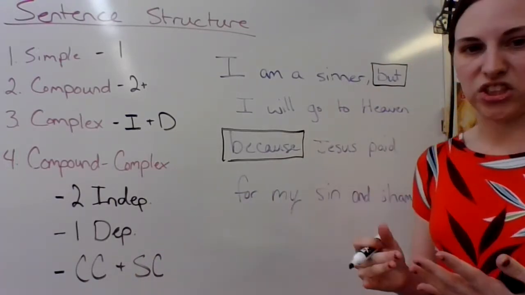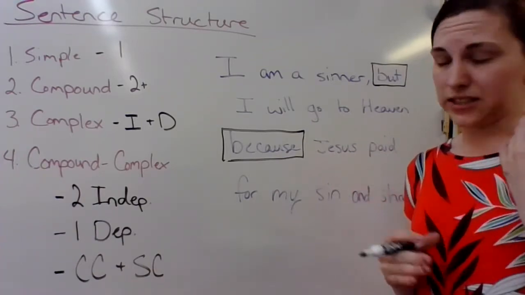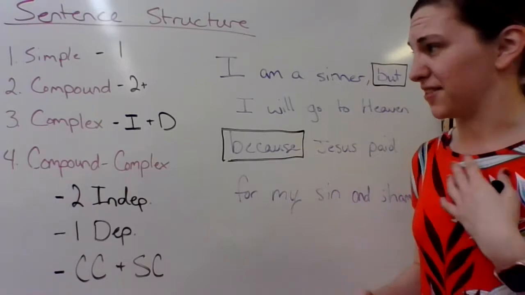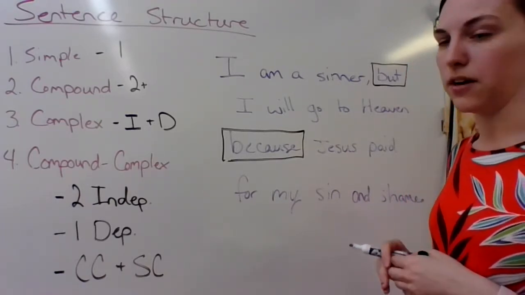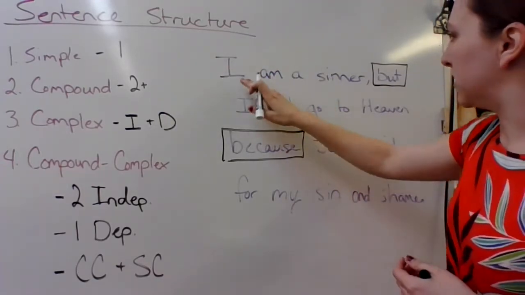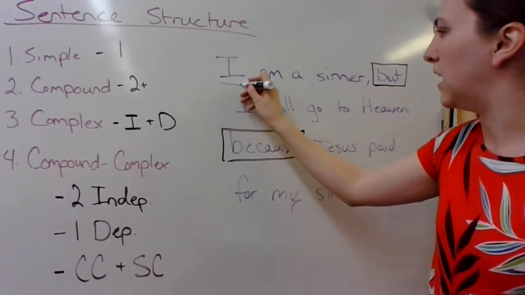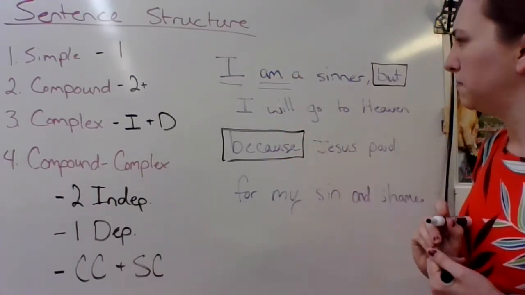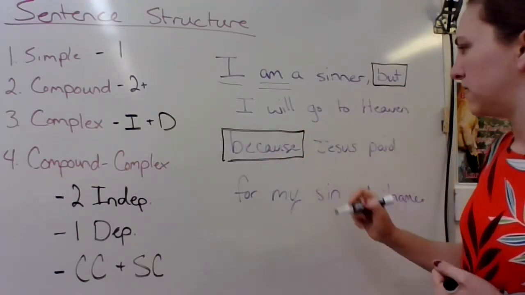After you've found your conjunctions, go back and underline your subjects and verbs just kind of as a third, fourth check, whatever you want to say it is, because that will eliminate this problem over here where we don't actually have another sentence. Okay, well, let's look up here. I am a sinner. Subject and verb there. I am. But I will go to heaven.